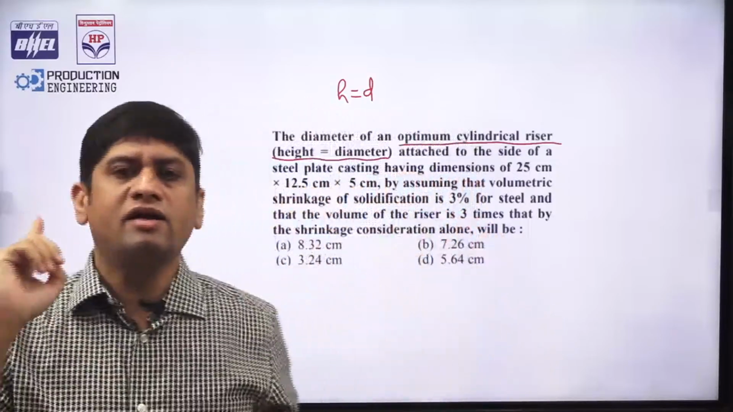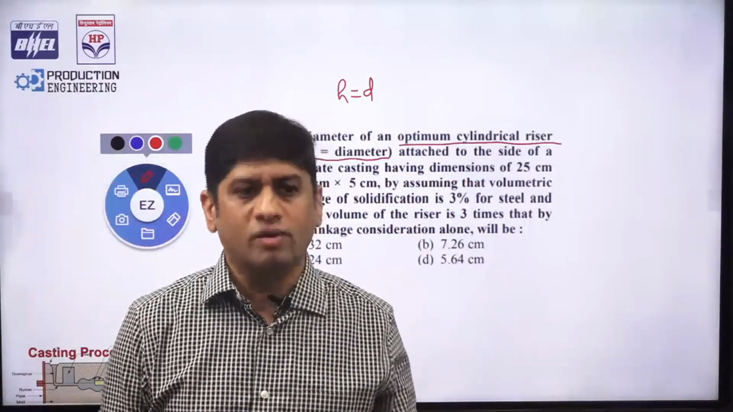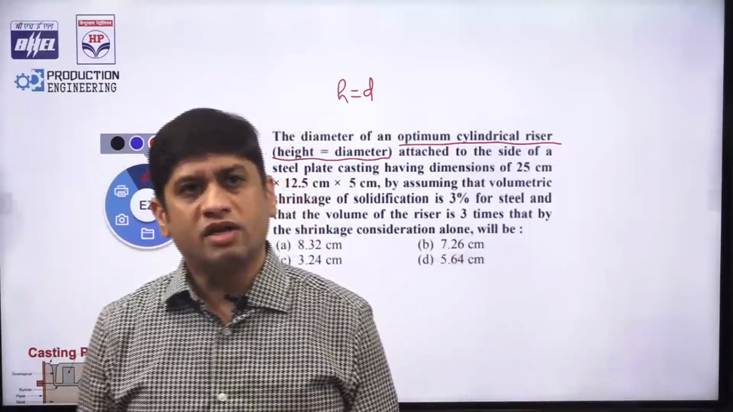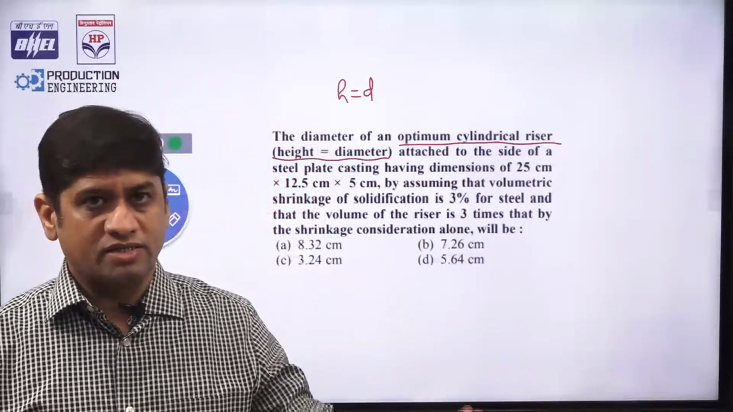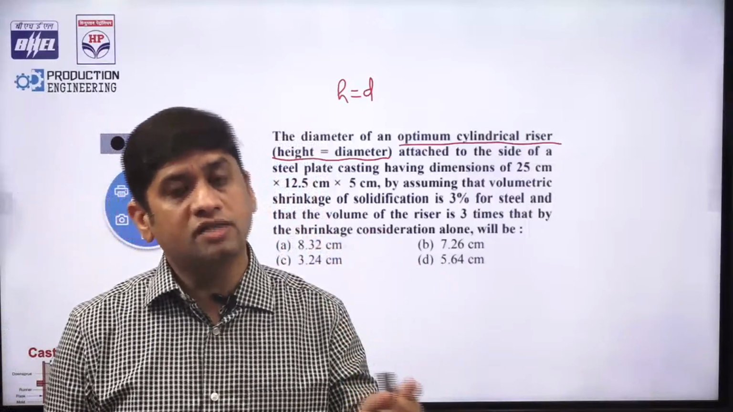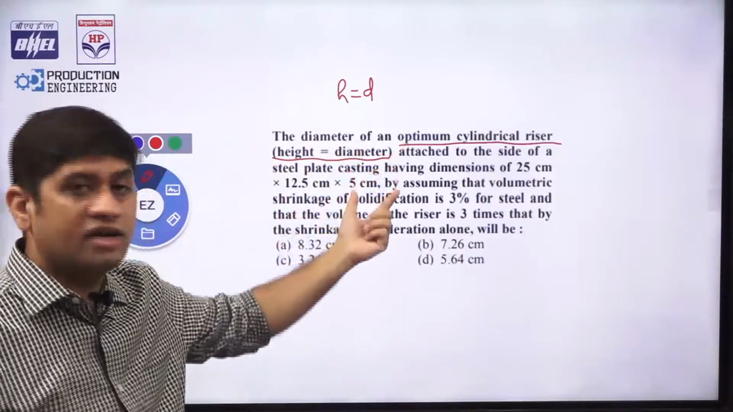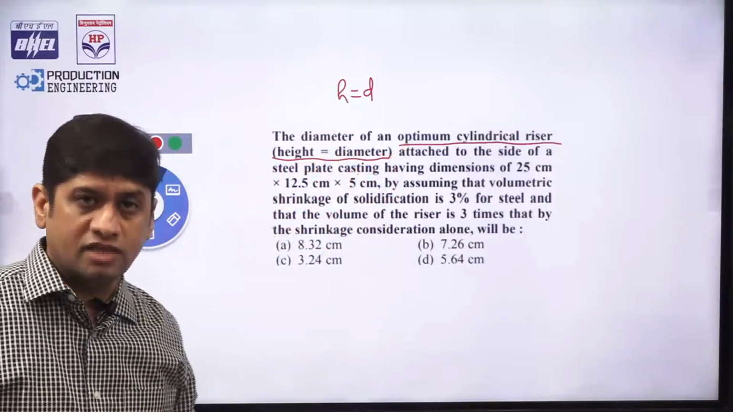So why do industries not go for a spherical riser? Sir, the production rate decreases a lot. Why? Because managing a spherical riser takes a lot of time, but they are the best. After the spherical riser, the second good option is the optimum cylindrical riser. Optimum cylindrical riser means height and diameter are the same.